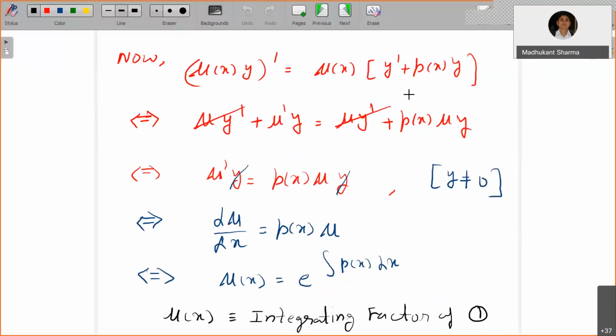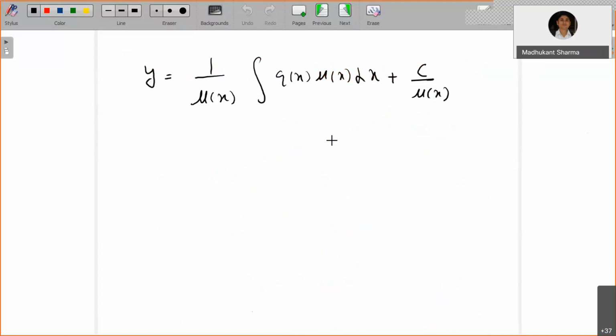And if you look at this mu(x) definition, this can never be a zero function, because e to the power of anything will never be zero. Only in the limit, tending to infinity, if you have a minus sign, so that is, let's say, a limiting case. Okay, right. So we have this.